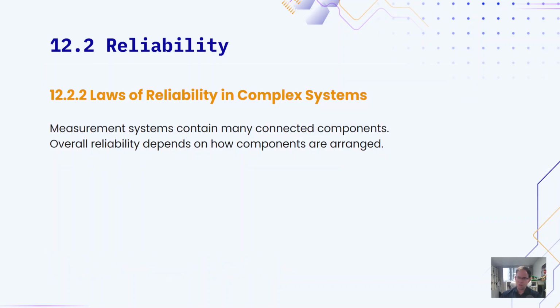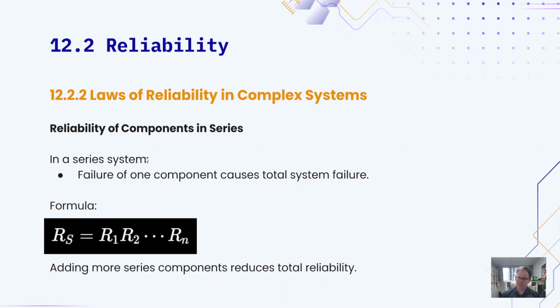Okay. Laws of reliability in complex systems. Measurement systems contain many connected components. Overall reliability depends on how components are arranged. We could arrange them in series, in which case failure of one component causes total system failure. That's like old style Christmas lights. You may not have ever seen old style Christmas lights, but you have these lights just strung up on a string, and if one of them fails, the whole string is dead.